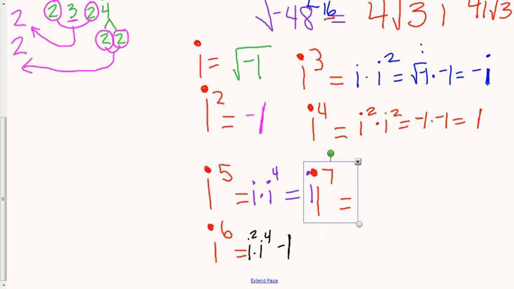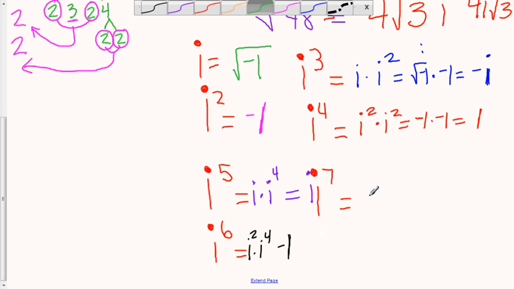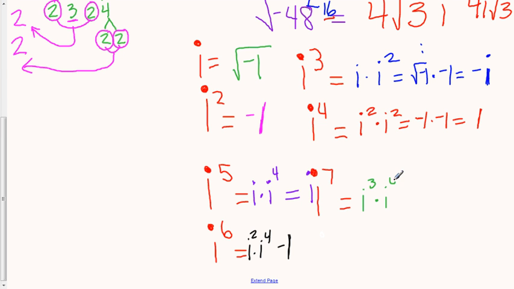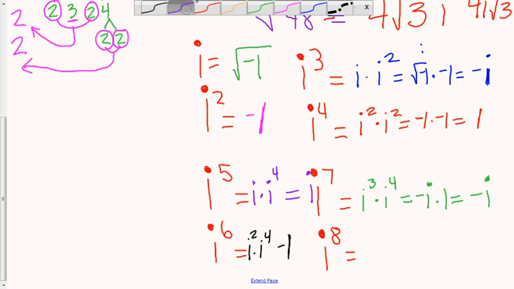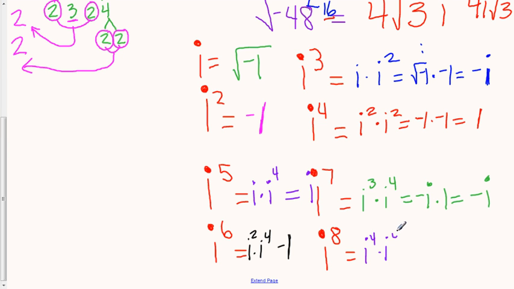I to the 7th would be I cubed times I to the 4th. And we know I cubed is a negative I, and I to the 4th is 1, which is also a negative I. And then our final one that we're going to look at would be I to the 8th, which is the same as I to the 4th times I to the 4th, which is 1 times 1, or 1.